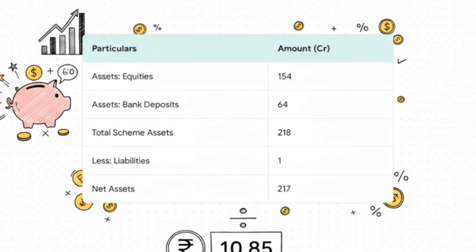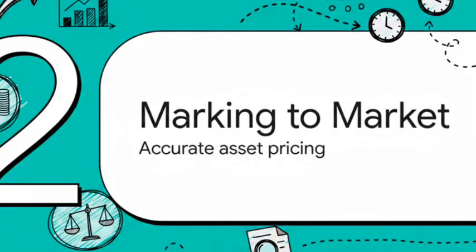Say 140 crore was invested in equities and grew by 10%, becoming 154 crore. Meanwhile, the 60 crore parked in bank deposits netted out to 64 crore after income and expenses. This brings our total scheme assets to 218 crore. Subtract the 1 crore in unpaid liabilities, and we're left with 217 crore in net assets. Divide that by our original 20 crore units, and boom, your new NAV is exactly 10 rupees and 85 paise per unit.